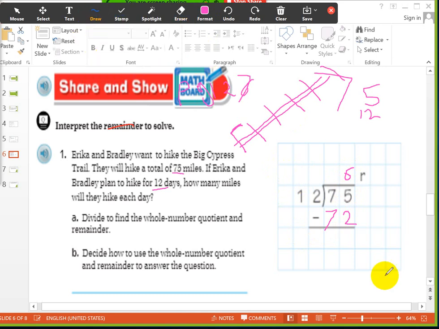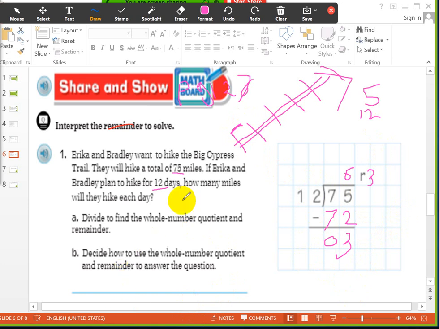Now I will subtract. 5 minus 2 equals 3, right? And 7 minus 7 equals 0. Can I divide 3 by 12? No, so it will be a remainder. So they will hike 6 miles in each day, but there are 3 miles left. I can't divide it by 12, so I will write it as a fraction.